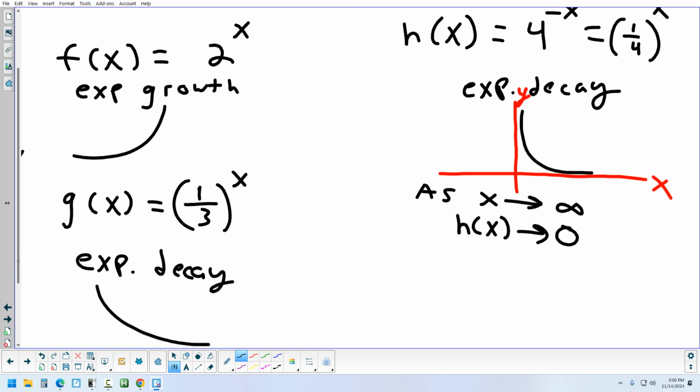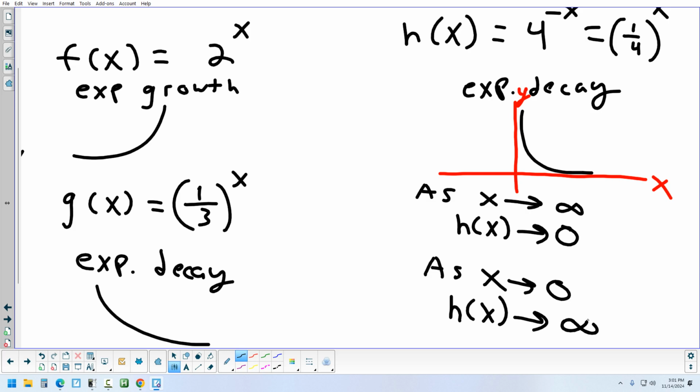Now let's look at the behavior the other way. As x approaches 0, what happens to h of x? So now this is as x is approaching 0. And normally we look at approaching a number from both sides, but you can't because the graph doesn't exist on the other side of 0. So you can only look at it approaching from the right. Does it approach infinity? It approaches infinity. Yep. So that's how you would describe the end behavior.